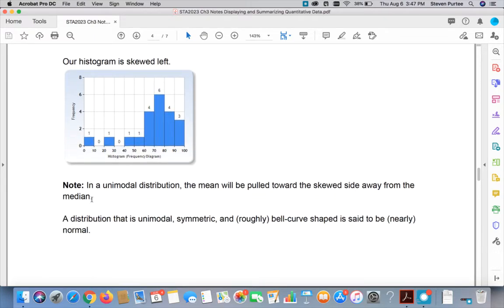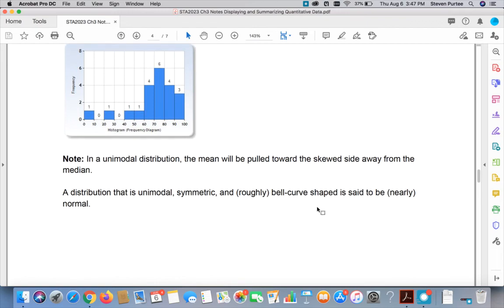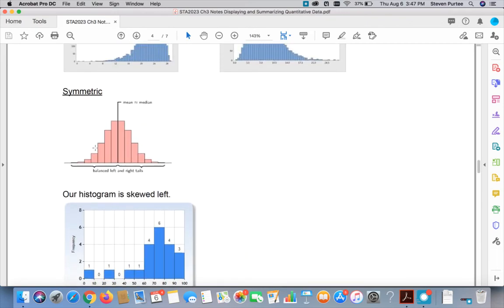Now we're going to talk about mean and median in the next video, but this is important to know. If you have a unimodal distribution, the mean will always be on the skewed side of the median. So in this distribution, the mean would be to the left or below the median. And also note that if we have a distribution that is unimodal, symmetric, and roughly bell curve shaped, we'd say that is a normal distribution. So something that looks like this, we would say is a normal, or if it's close to that, a nearly normal distribution.